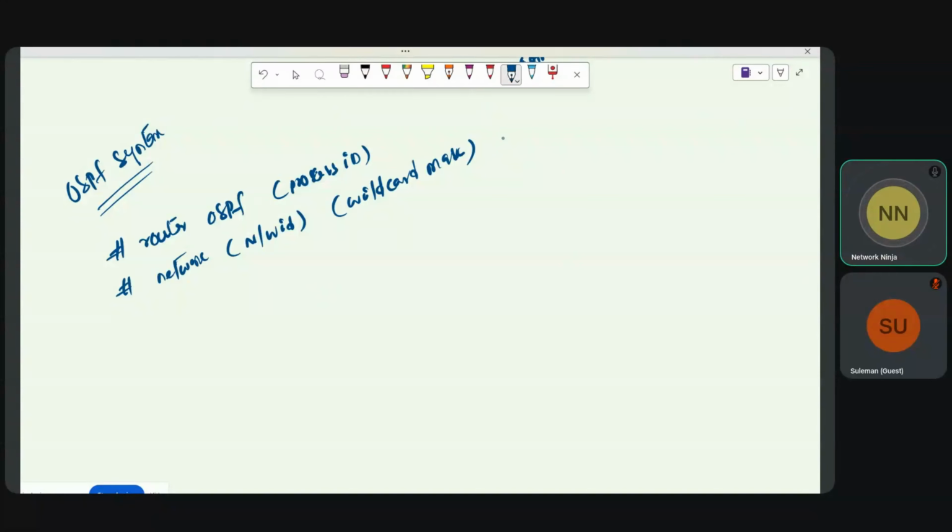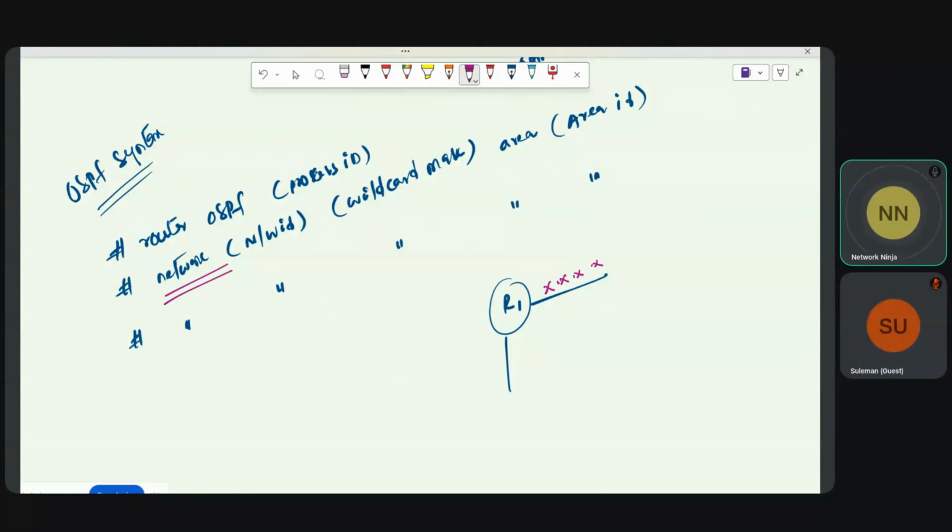Then we have the command area, where you need to mention the area ID. If you have multiple networks, you need to repeat the same command, guys. If you have multiple LAN networks, like if this is router one connected like this, so here you have a network. For this you repeat this command once, and for this LAN network you repeat the same command another time. So this is how it needs to be configured.